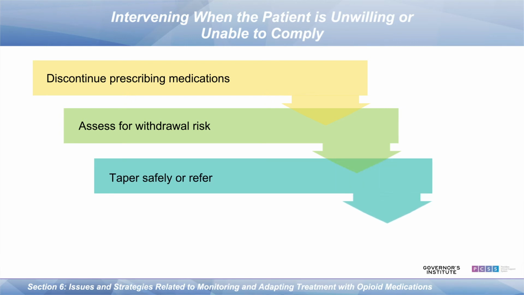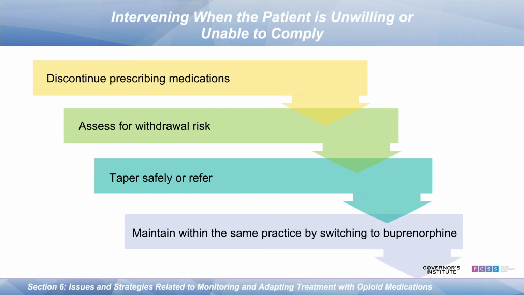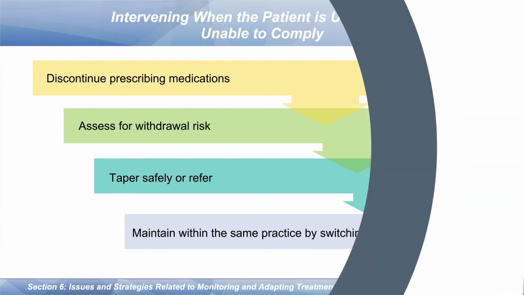For those with moderate to severe opioid use disorder, including physical dependence, an additional option is substitution or agonist therapy, either by referral to an opioid treatment program, often called a methadone program, or to maintain the patient within the same practice by switching to buprenorphine, prescribed by a clinician with the practice license to prescribe this medication for addiction.